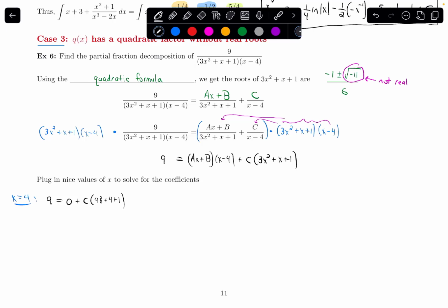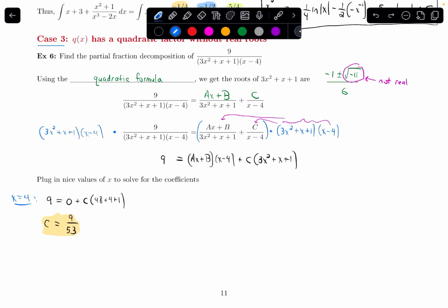Isolating for c, we'll get c equals 9 over 53. I'm just going to highlight that in orange. There's no other numbers or x values I can plug in that are quite that nice, that are going to make things just become 0 like this.